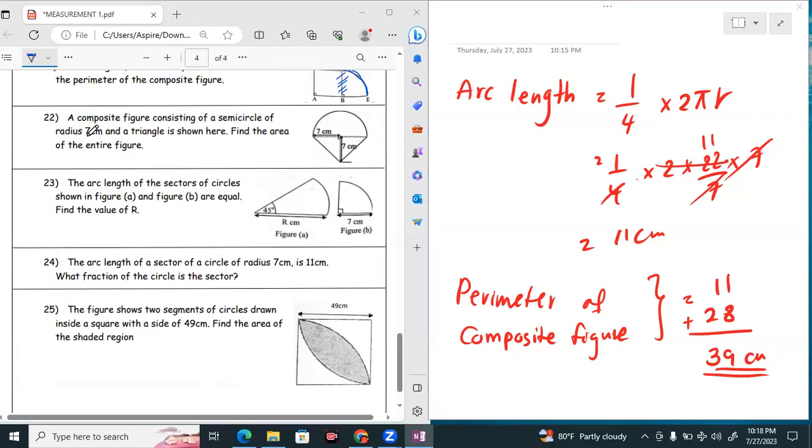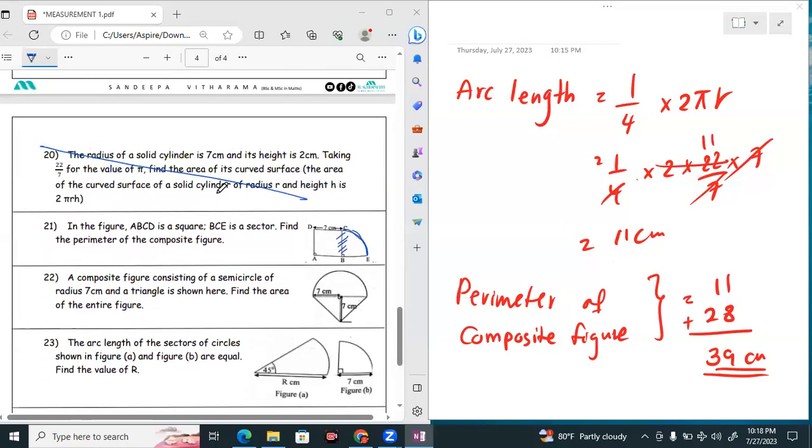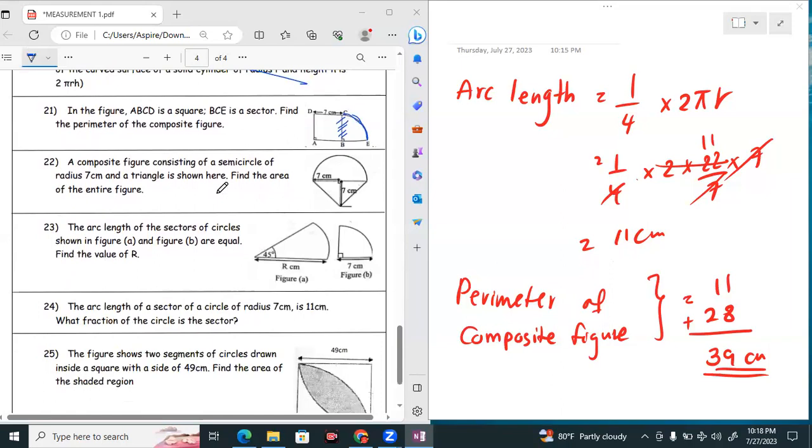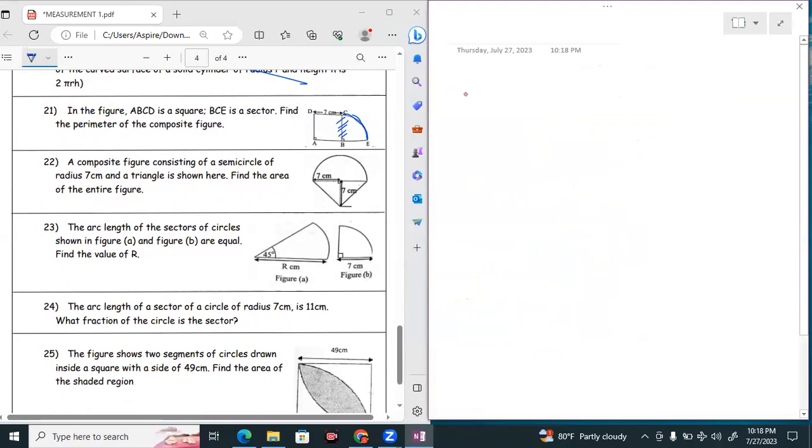Okay. In the 23rd question, the arc lengths of the sectors of the circle shown in figure A and figure B are equal. Find the value of R. Here the arc lengths of the sectors are equal. Okay. It is given that the arc lengths are equal. Then let's find the arc length. Here 1/8 into 2 5 R. R is capital R.